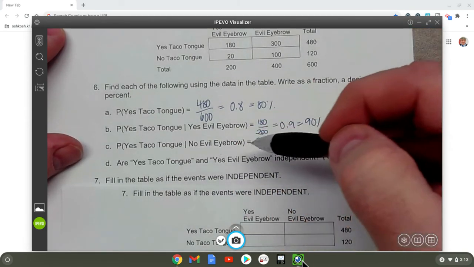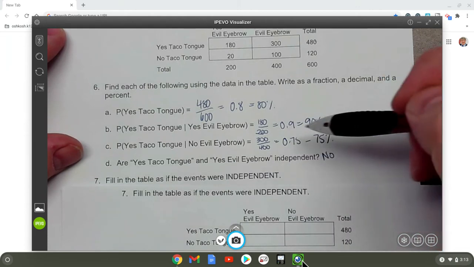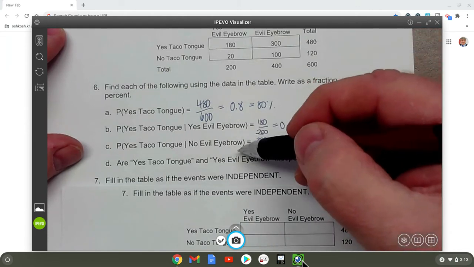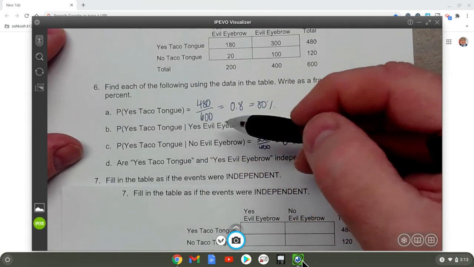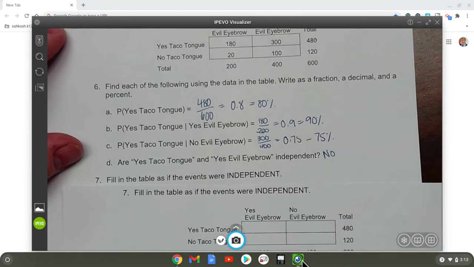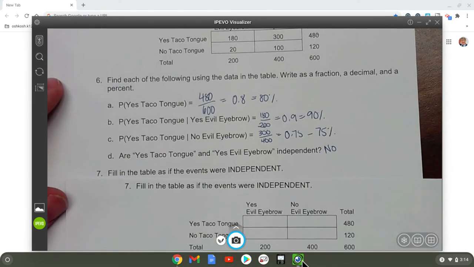Are yes for taco tongue and yes for evil eyebrow independent? That means they would have to be the same whether evil eyebrow happened or not. Is yes for taco tongue the same whether or not evil eyebrow happens? No, it's not. It's different. So nope, sorry, they are not independent.